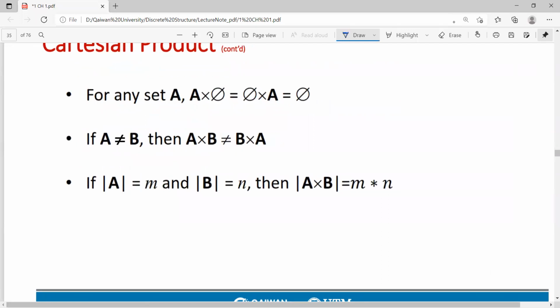The Cartesian product of any set with an empty set is also an empty set. We say if A doesn't equal B, then A times B doesn't equal B times A. It's not commutative.